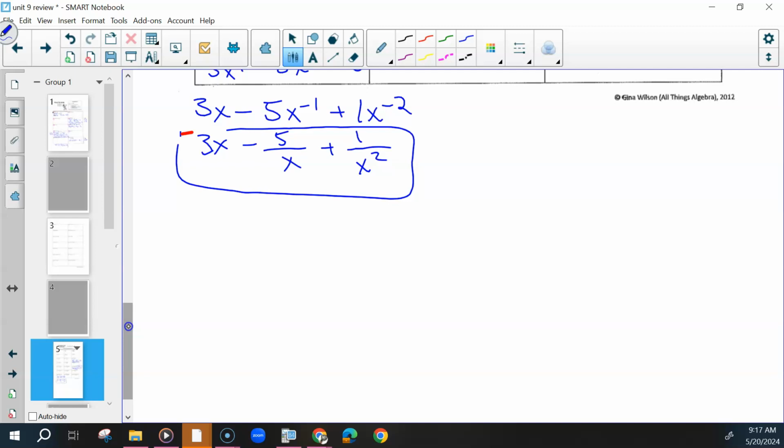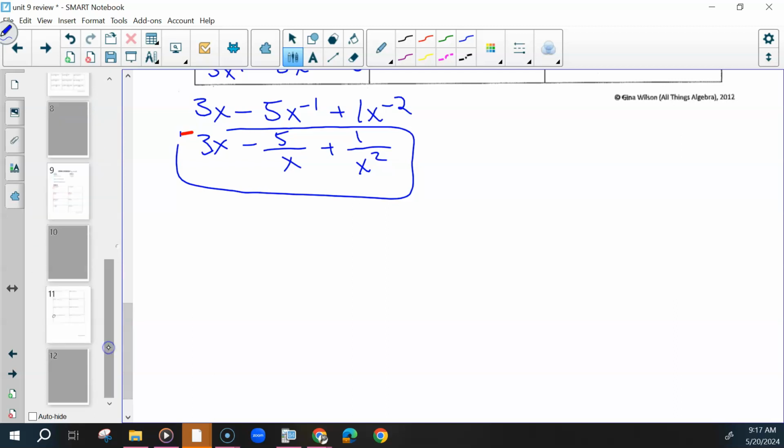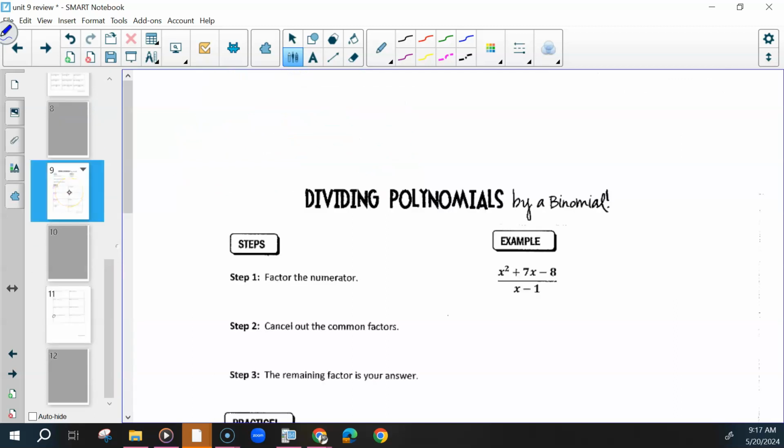Look at the binomial pages. Find any questions you want to go over on that. Number 5. Okay.